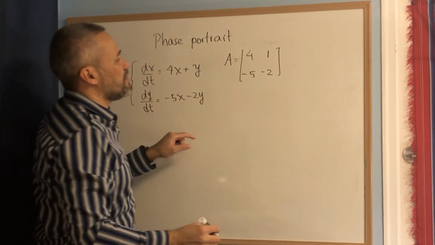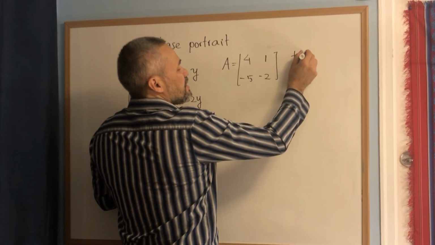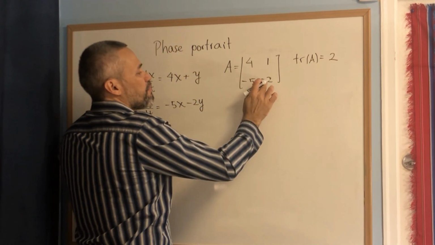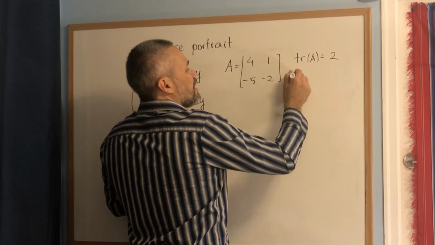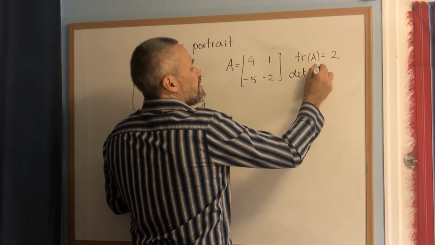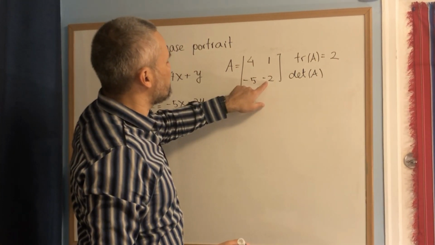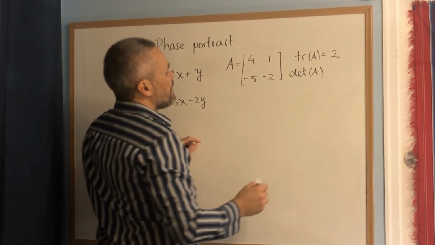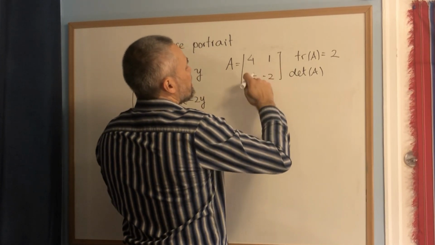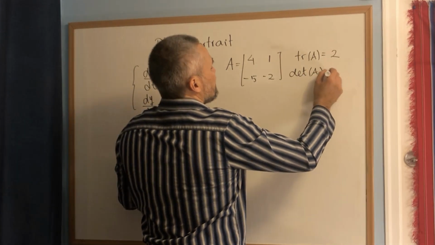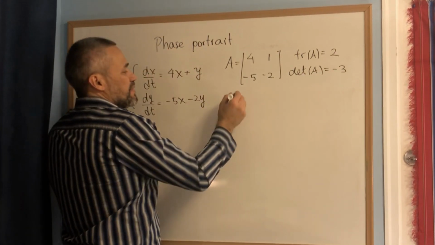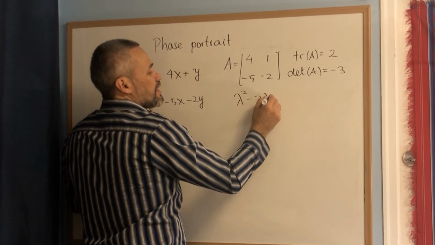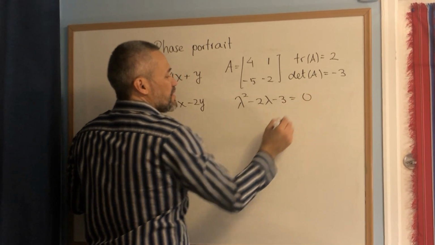To compute the eigenvalues, we compute the trace. The trace of A is 2, 4 plus negative 2 is 2, and the determinant of A would be negative 8 minus negative 5. Negative 8 minus negative 5 is negative 8 plus 5. That means it's negative 3. That means that the characteristic equation is lambda squared minus 2 lambda minus 3 equals 0.